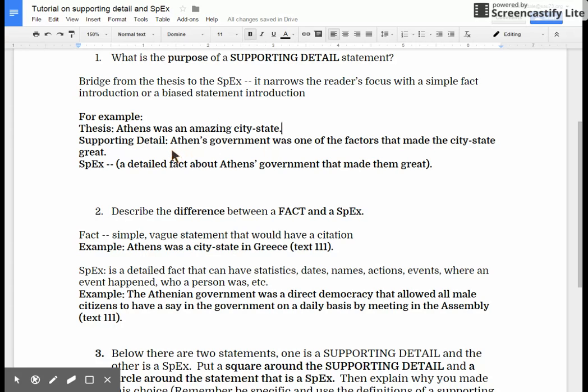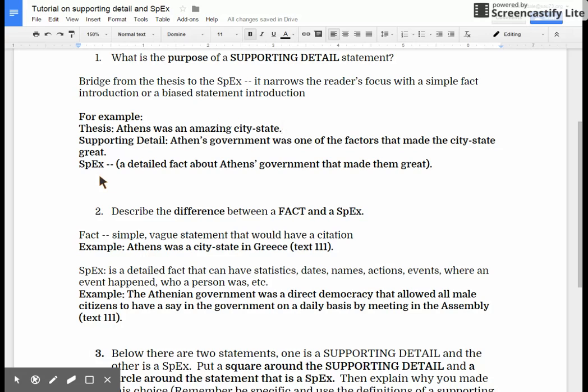So as an example, one of the categories that can prove the amazingness of a place is its government. So a statement that I created was, Athens' government was one of the factors that made the city-state great. What I've done is I've built a bridge from my thesis to introducing what my fact will be about. As the reader, when I see the supporting detail statement, I then understand that my SpEx should be about a fact about the Athenian government that would prove that it's great.